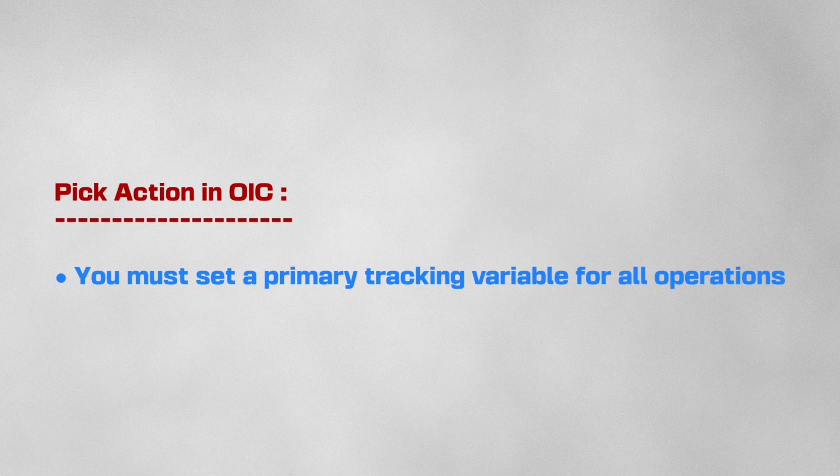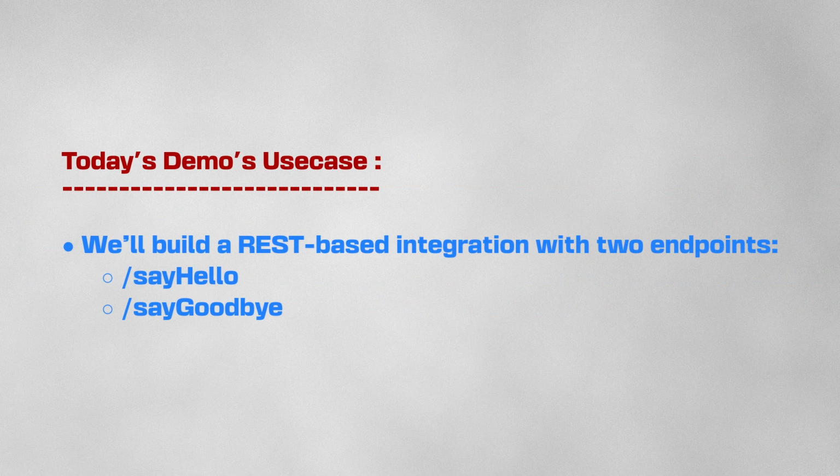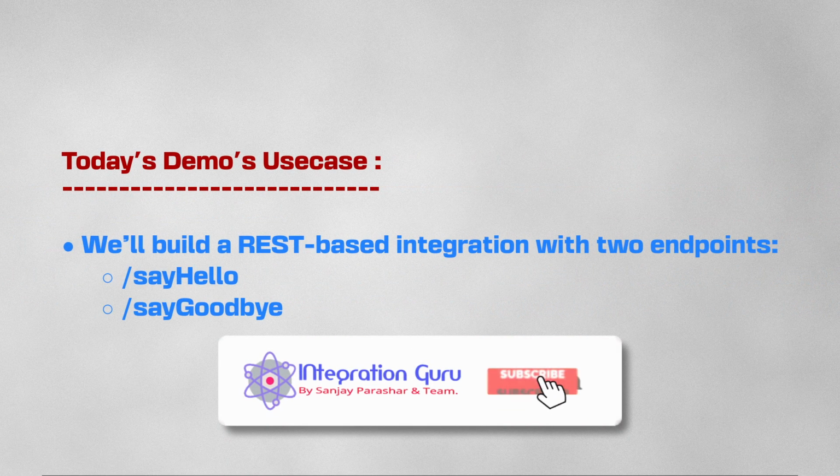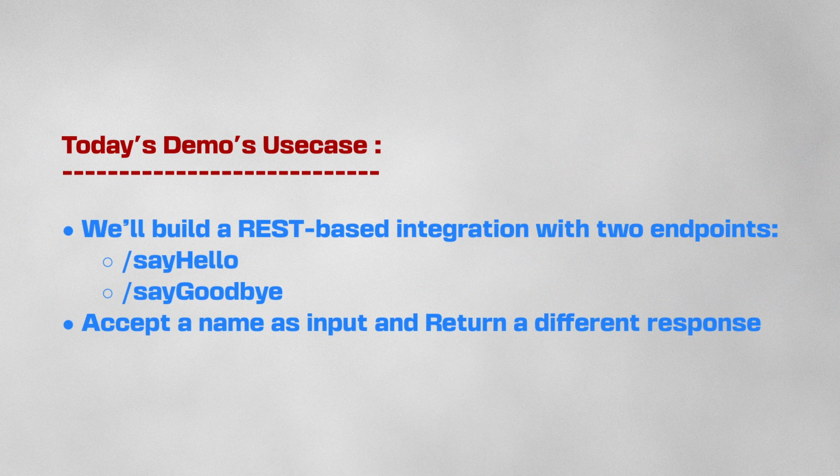And before we jump into the demo, let's quickly understand today's use case. We will build a REST-based integration with two endpoints, say hello and say goodbye. Both endpoints will accept a name as input, and based on the selected operation, the service will return a response saying either hello or goodbye. This is a simple use case, but it clearly shows how multiple operations can live inside one integration using pick activity. So now let's jump into the demo and see how pick action works in OIC.